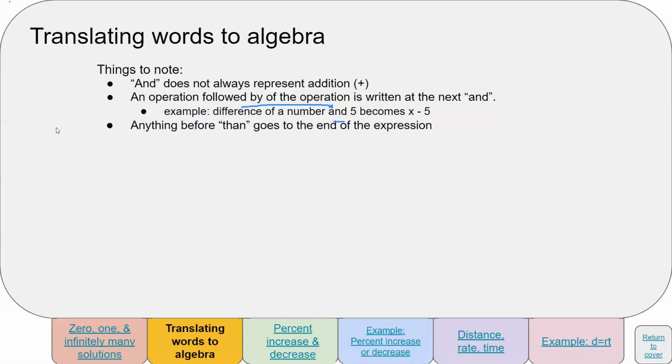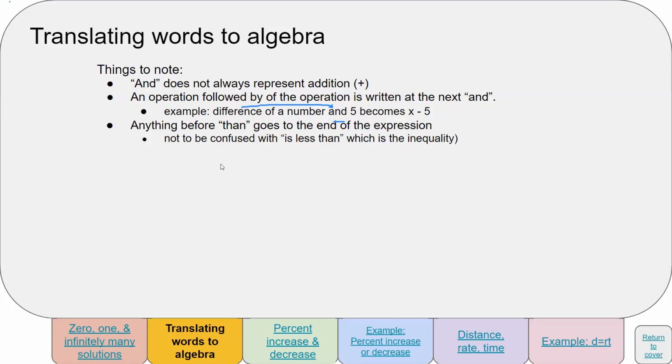All right, so anything that comes before then goes at the end of that expression that we're going to have. "Is less than" or "is greater than" means an inequality. So if there's an "is" attached to it, then you have an equality. So you have to be careful with that.